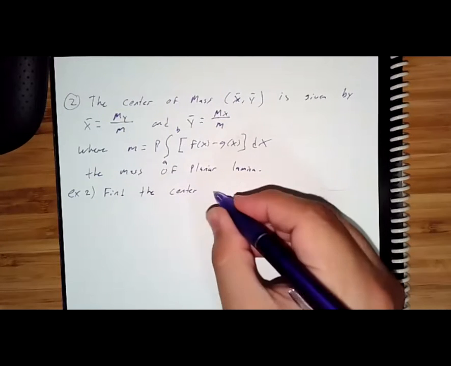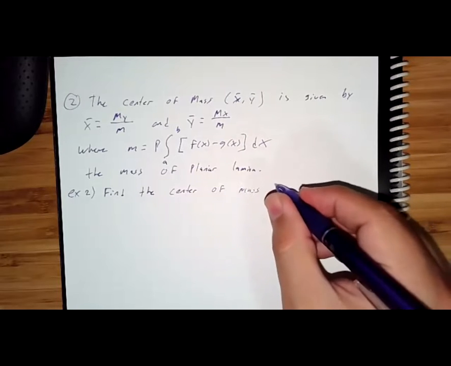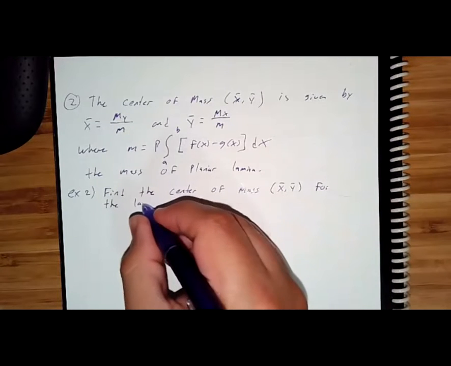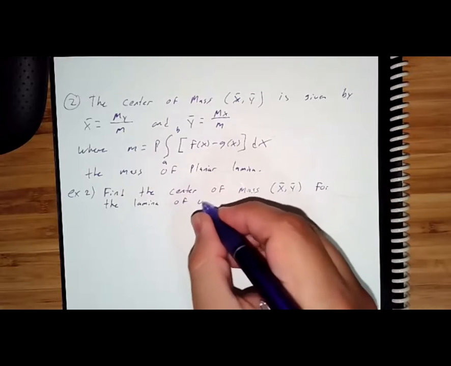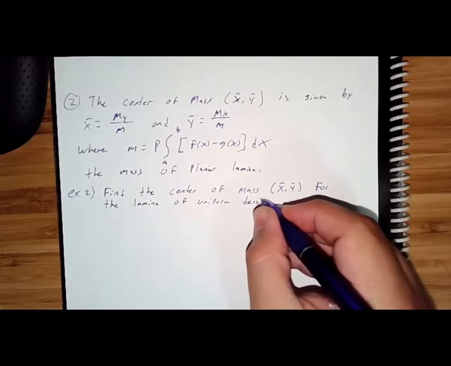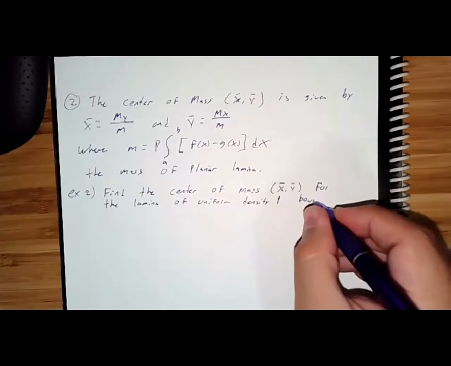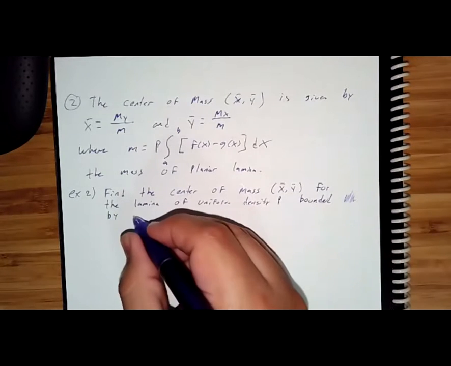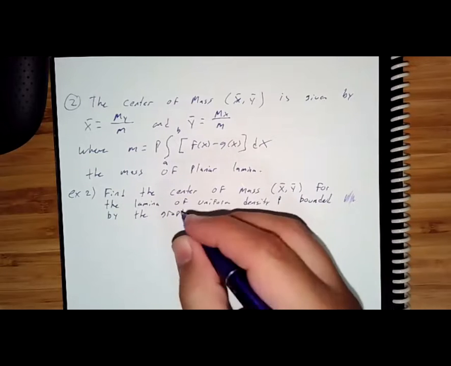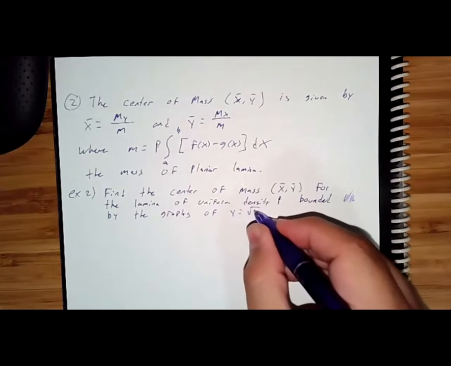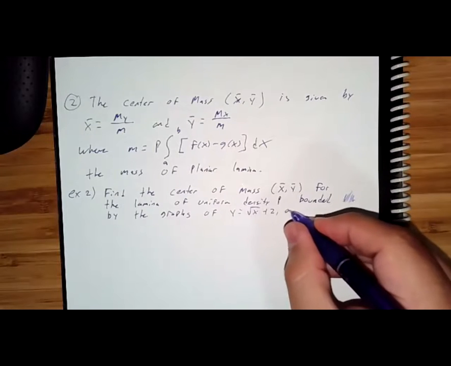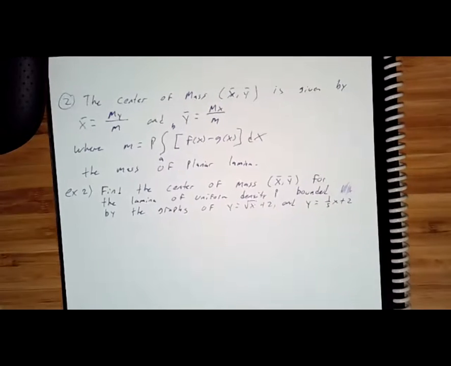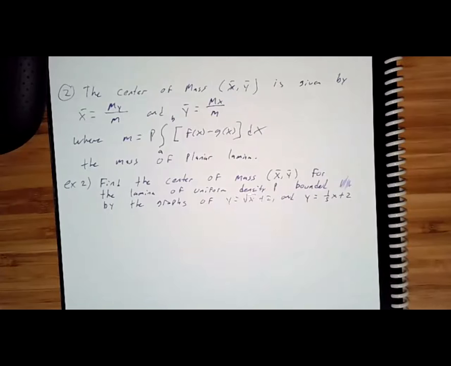Find the center of mass for the lamina of uniform density p bounded by the graphs of y equal to square root of x plus 2 and y equal to 1/5 x plus 2. So let's graph this on Desmos and see what it looks like.